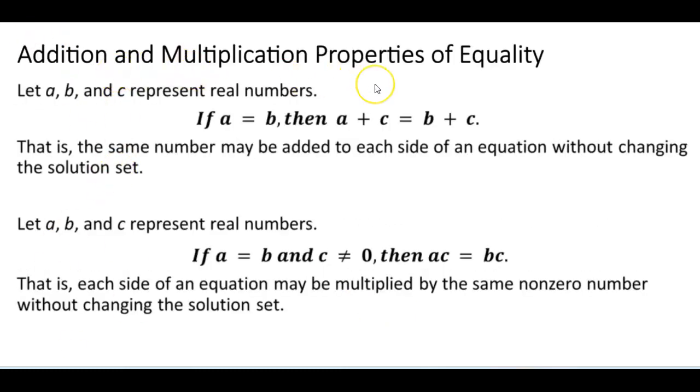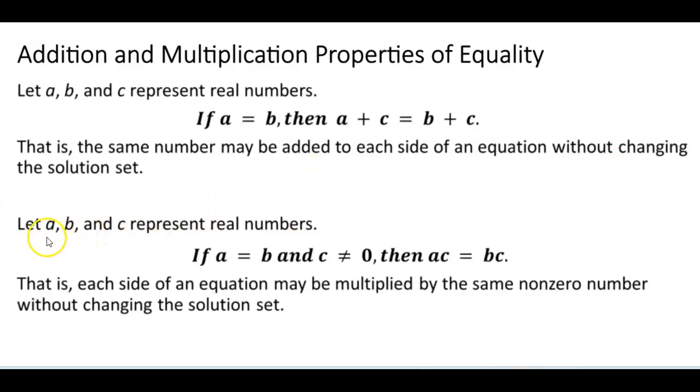Addition and multiplication properties of equality. If we let the variables a, b, and c represent real numbers, then we can say the following. If a is equal to b, then a plus c equals b plus c. And that is, the same number may be added to each side of an equation without changing the solution set.